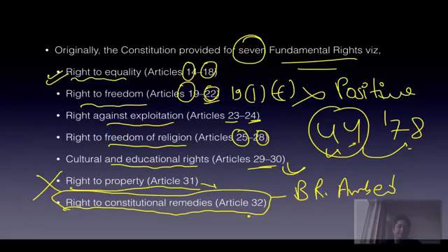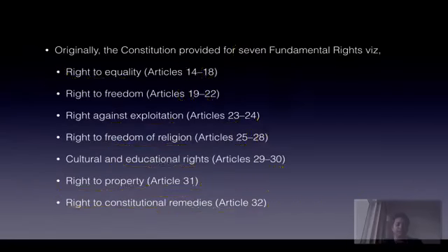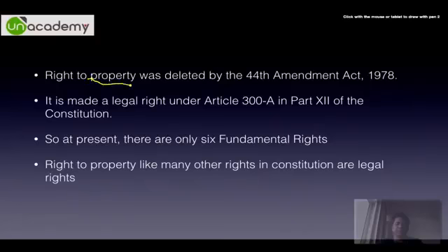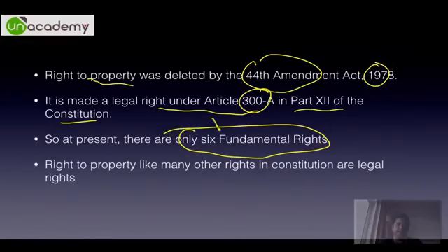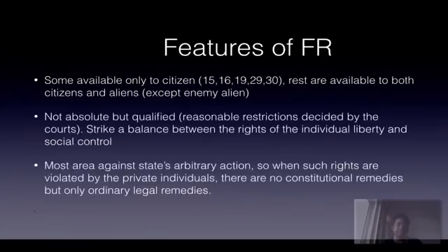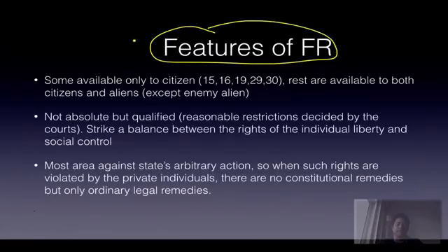Since it itself is fundamental, the Supreme Court cannot refuse to entertain the right. So right to property was deleted by the 44th Amendment Act, and now it is made a legal right under 300A in part 12 of the Constitution. So there are only 6 major fundamental rights, and now it is a legal right. So features of fundamental rights: some are available only to citizens like 15, 16, 19, 29, 30. I have already done this in the citizenship chapter. Again, it is a revision.